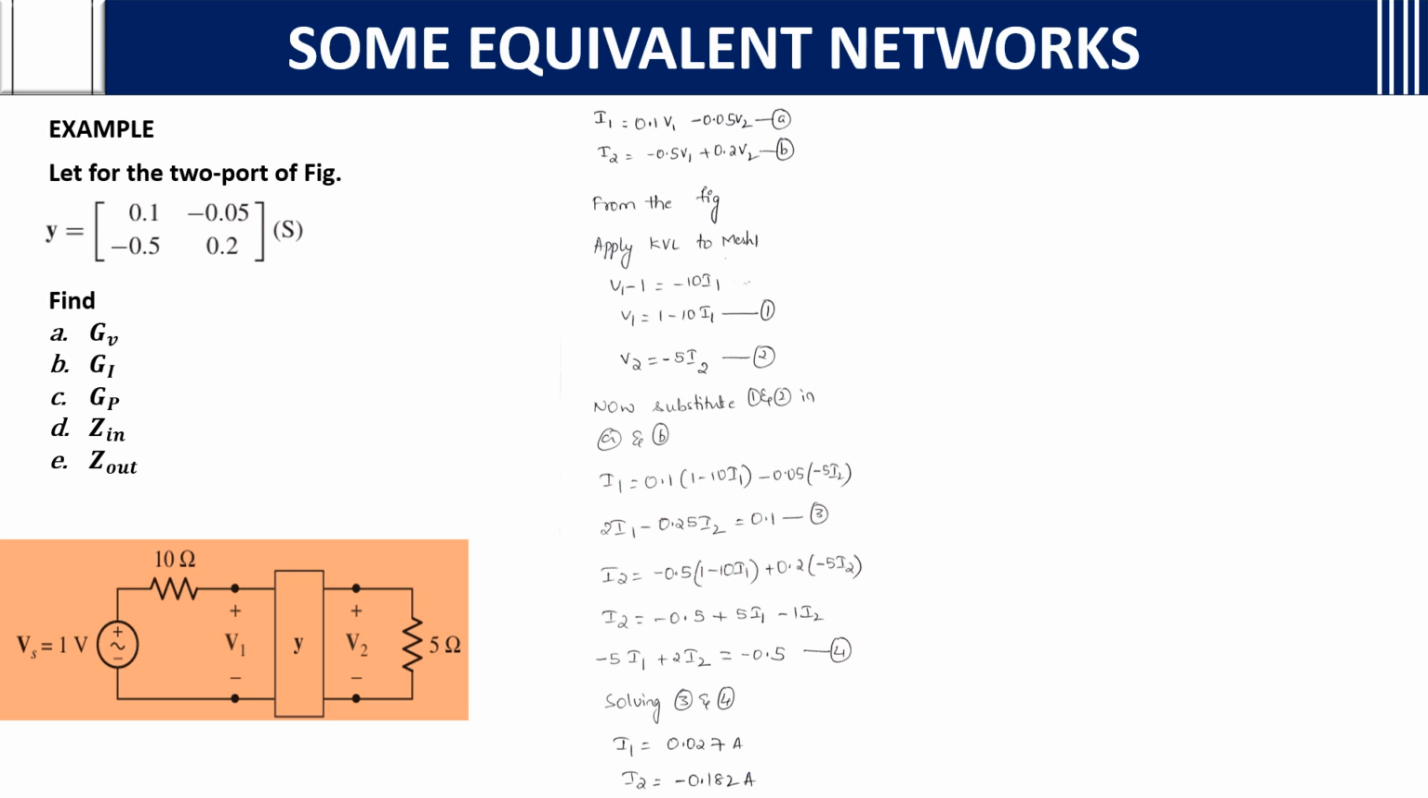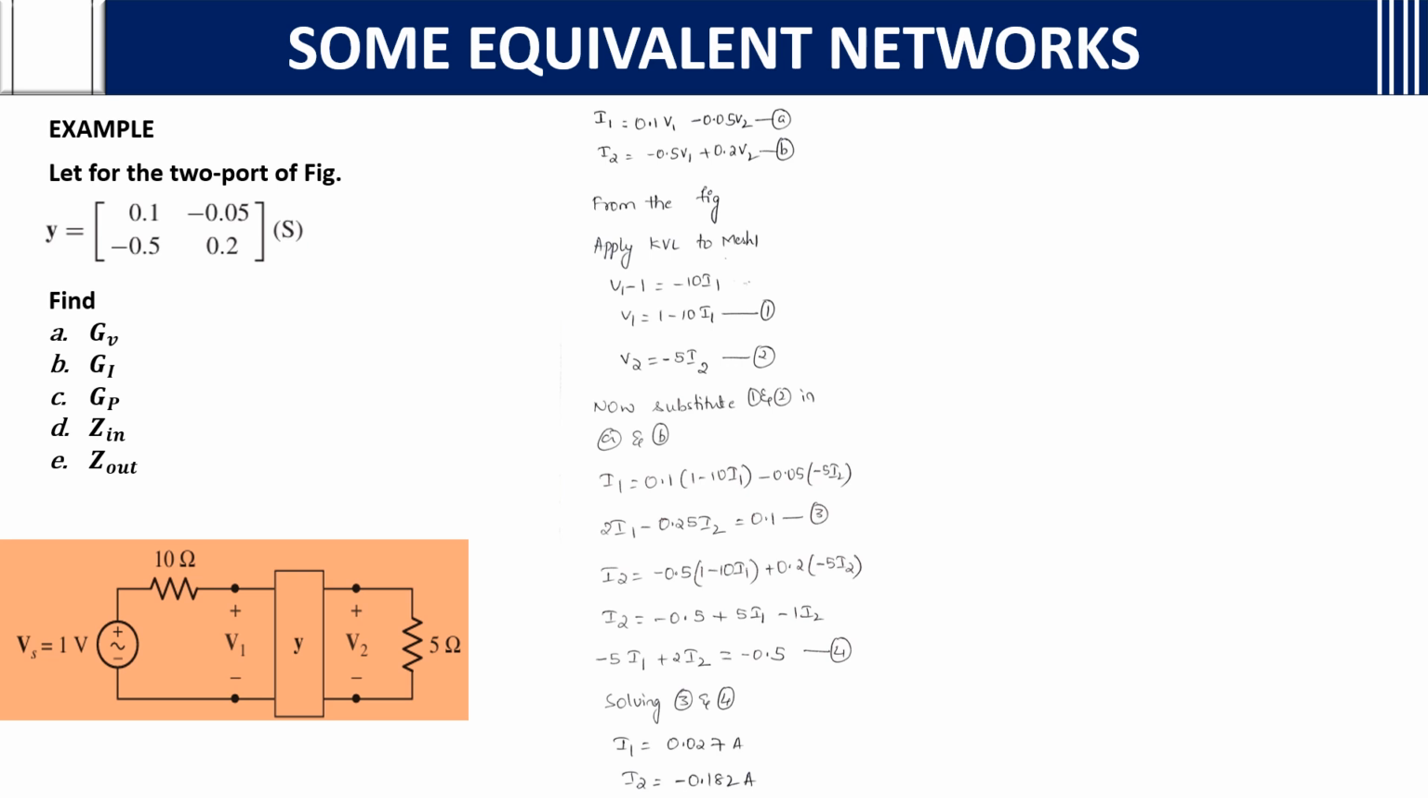The second equation is, there is only one element here. If you consider I2 as the current flowing through this, V2 is equal to minus 5 I2. This is the second equation. It is simple, just apply KVL.